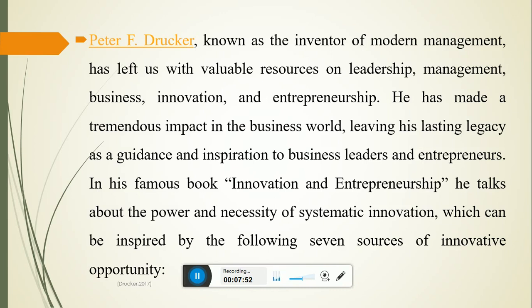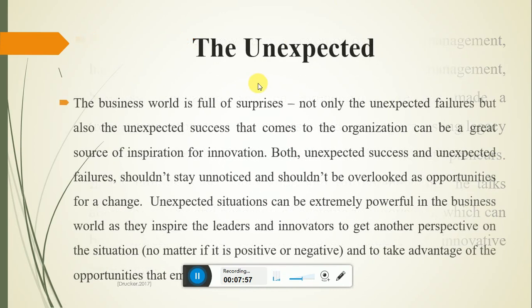So let's discuss the seven sources of innovation. The first is the unexpected. As we know, the business world is full of surprise. Sometimes you fail, you don't know why you failed. Sometimes you are successful, you don't know why. There is expected and unexpected success. We have unexpected success and we have unexpected failure as well. Let me explain this with an example.